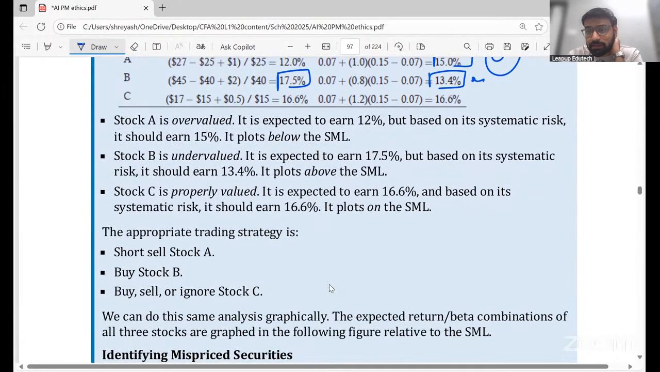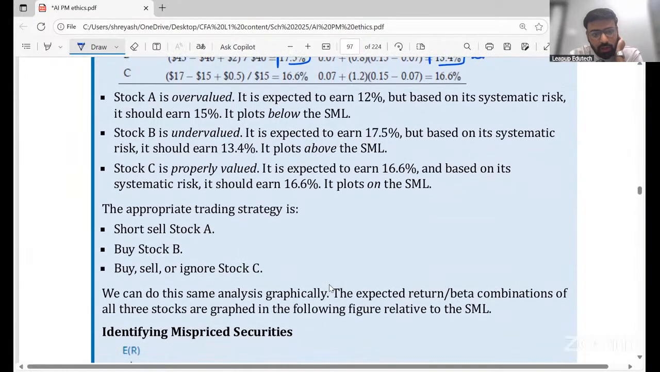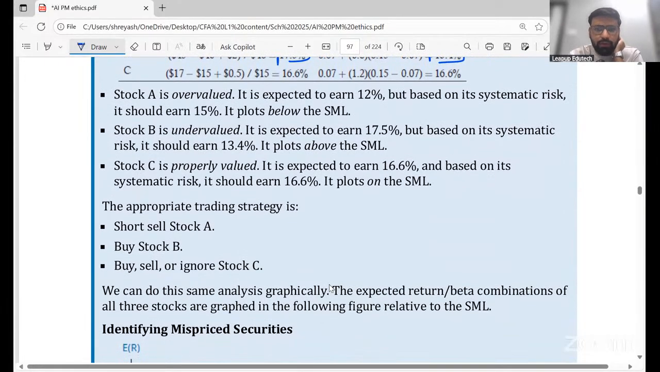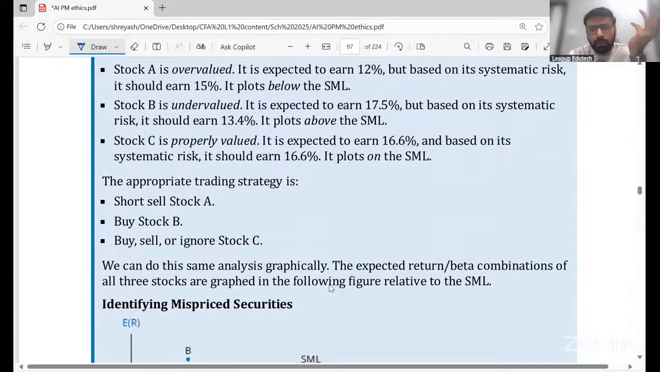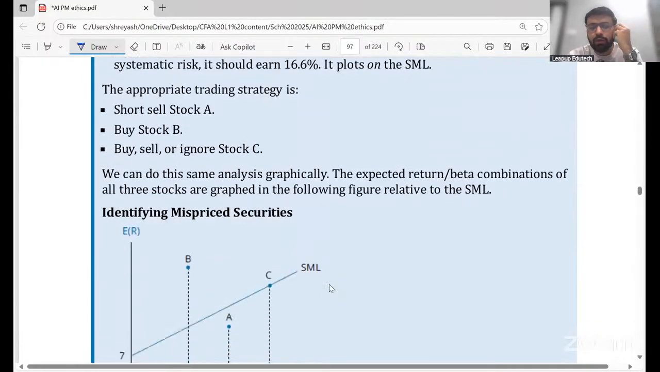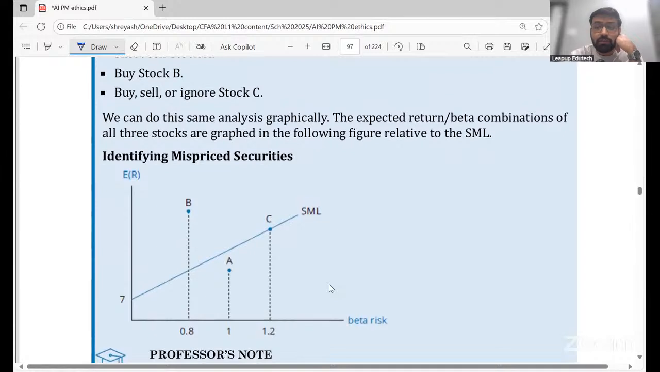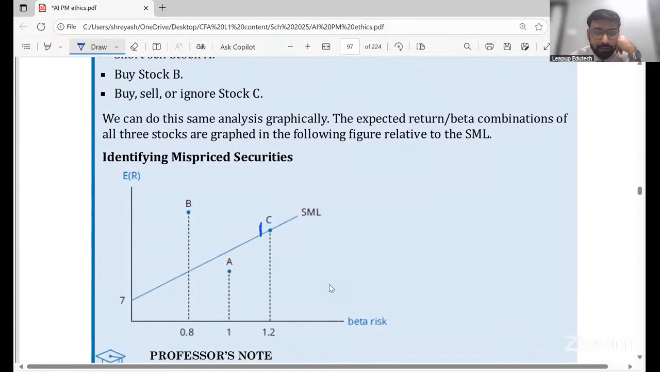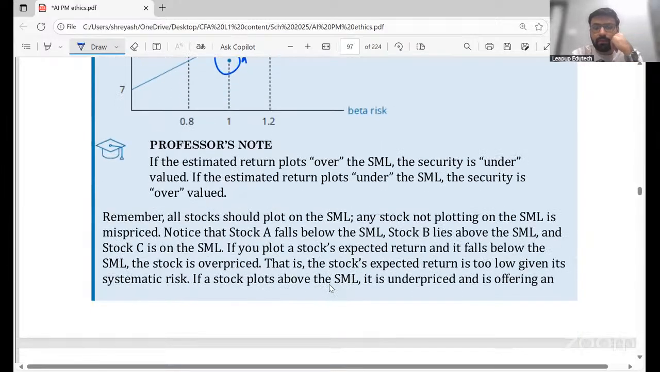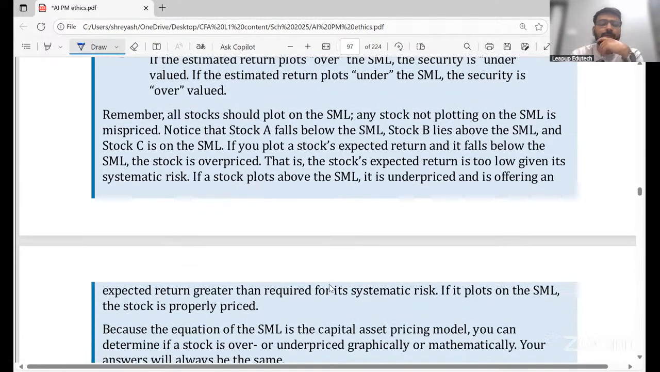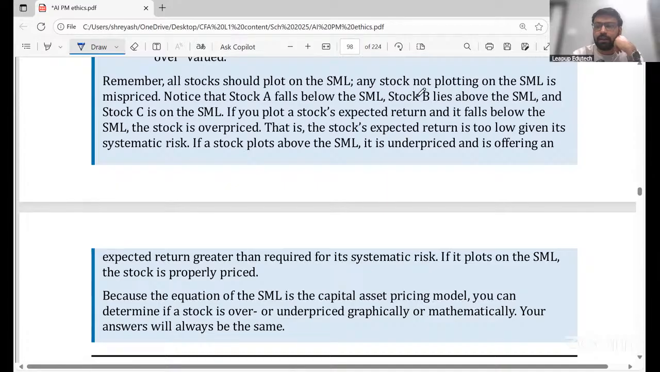What are the strategies that you would use? Obviously, sir, we will short sell stock A. Because stock B is undervalued, we'll buy that. And with stock C, it is properly valued, so we can buy or sell whatever we want. And you know what? Stock C, which is appropriately valued, will plot exactly on the SML. B, which is undervalued, will go up, and A, which is overvalued, will go down. That is what the explanation is given right here.